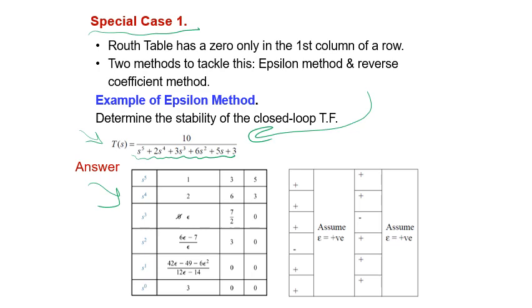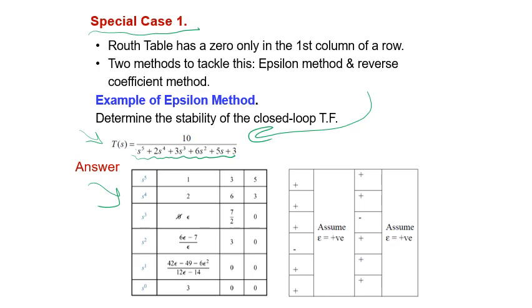When he builds it, he will find that s to the power 5 is 1, s to the power 4 is 2, s to the power 3, and so on. So he distributes 1, 2, 3, 6, 5, 3. Finish. Now I will start building the table. I will start continuing the table.